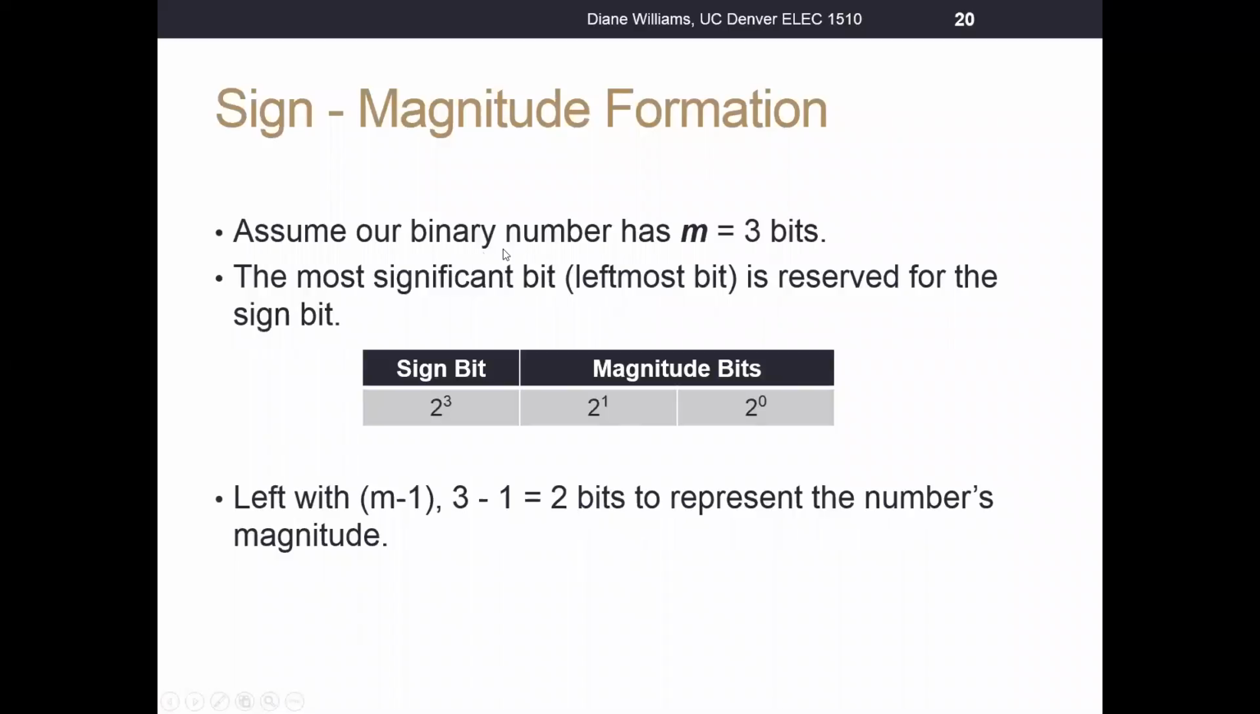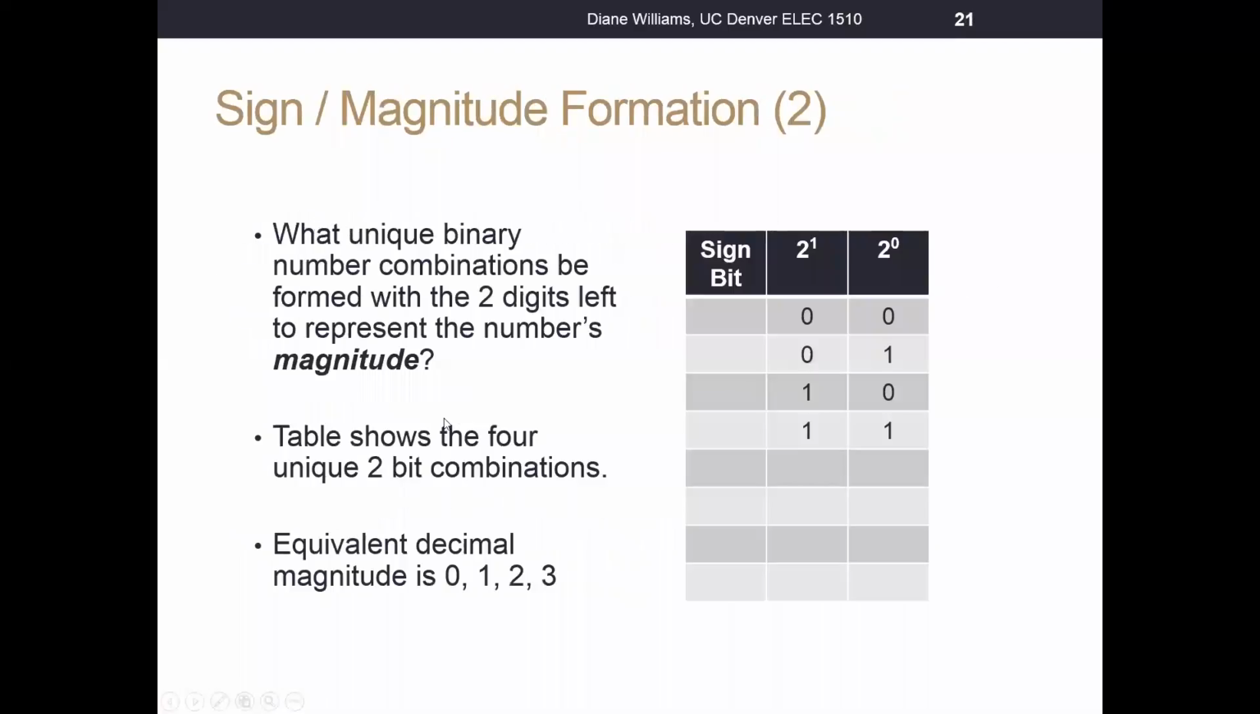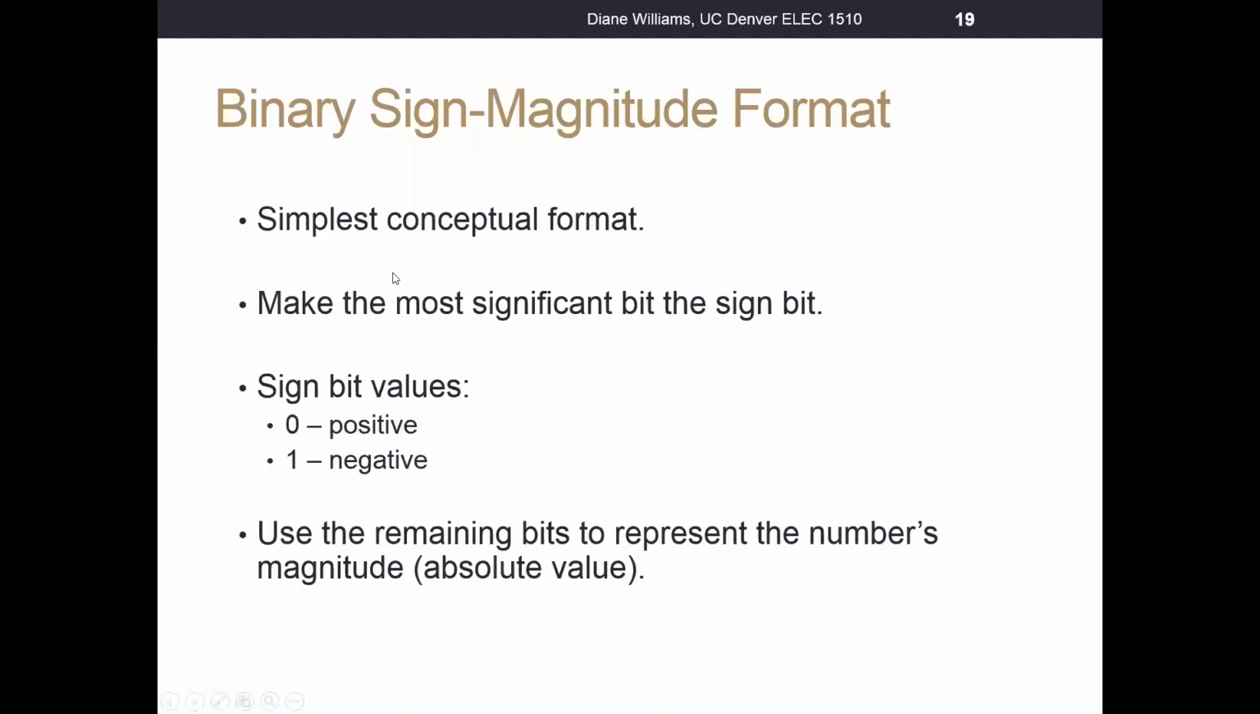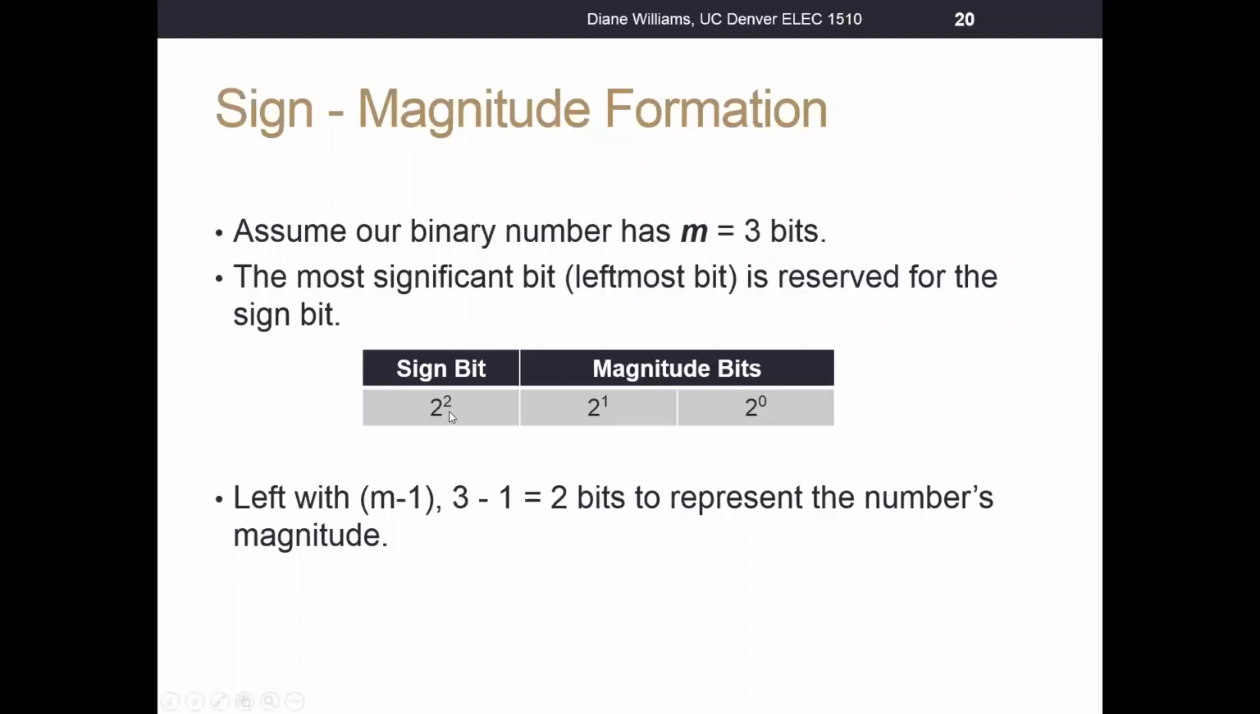So let's go back to our binary number m that has 3 bits. We're going to take the most significant bit, the leftmost bit. Actually, let me correct that typo. Sorry, I had a typo here. This should be 2 squared. All right. So once again, we have m equals 3 bits.